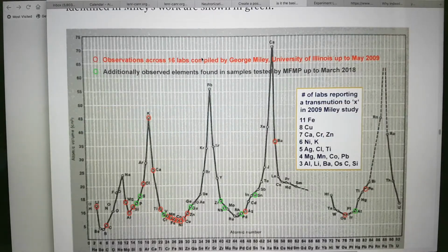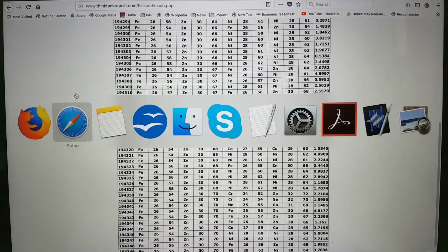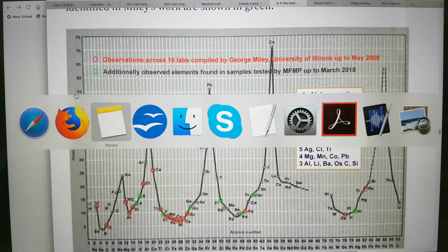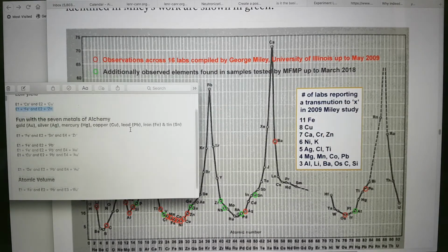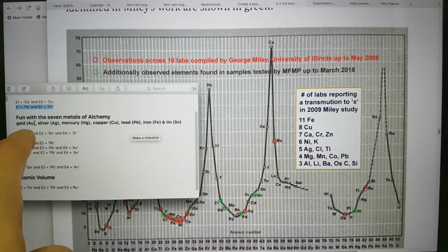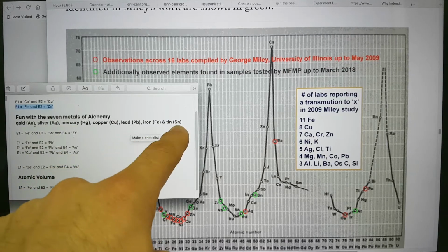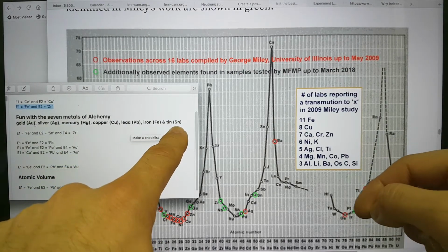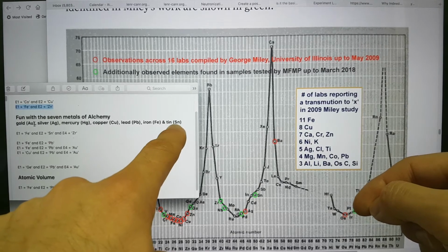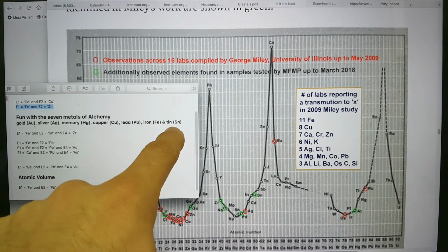Okay, so then I would like to look at some slightly more interesting ones. So the alchemical metals are gold, silver, mercury, copper, lead, iron, and tin. So we've observed tin being produced in Suhas Ralkar's machine. In fact, it's basically lead, iron, tin.